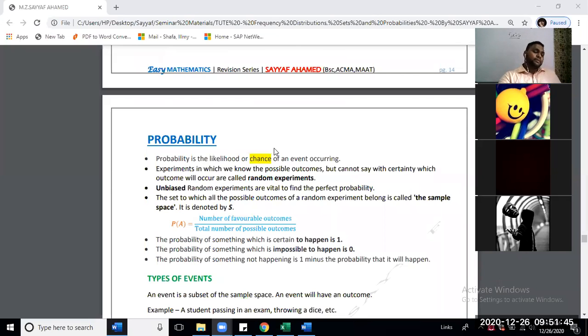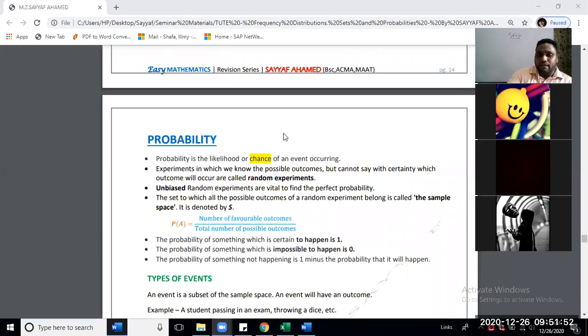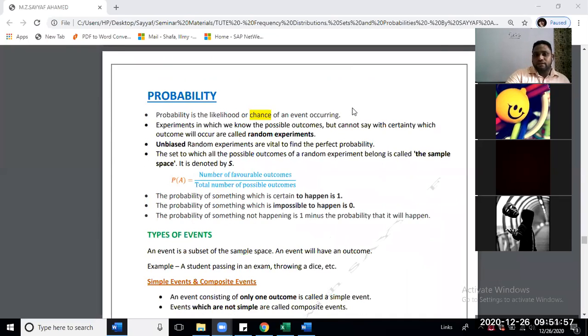And most of the past papers are on both probability and sets as well, right? Probability is the likelihood or the chance of an event occurring, the probability that something will happen or not. So probability is not for an event that has already occurred. It's like planning. Probability is for what is going to happen in the future. We call them experiments or events. All the events that are happening in the future, for that we can use probability.